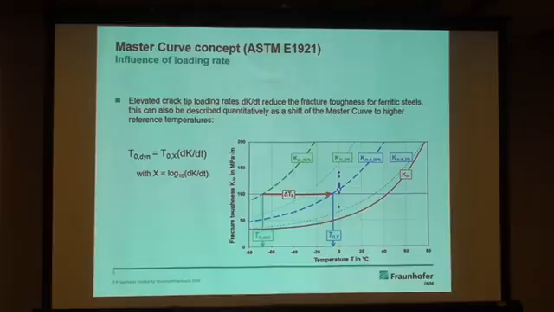So this concept can be applied as well for higher loading rates. Basically what happens at higher loading rates, we get an embrittlement, a so-called dynamic embrittlement, which reduces the fracture toughness of ferritic steels. And this can also be described in the master curve concept with a shift of the master curve to higher temperatures. So you end up with a different reference temperature, here denoted with T0x, where x stands for the logarithm of the crack tip loading rate.